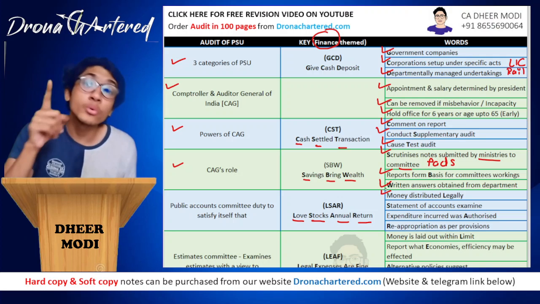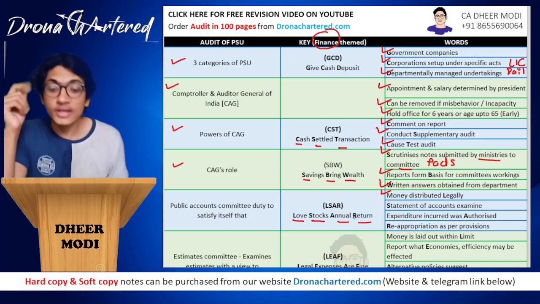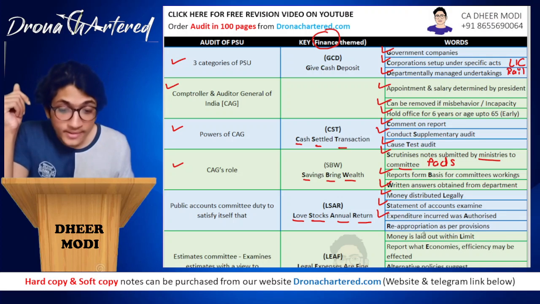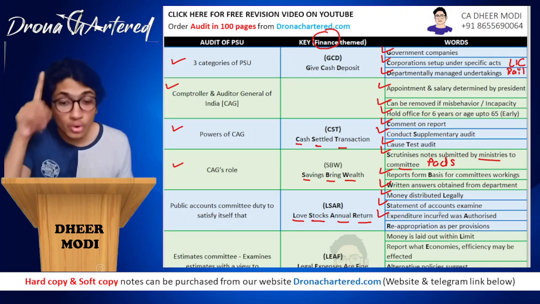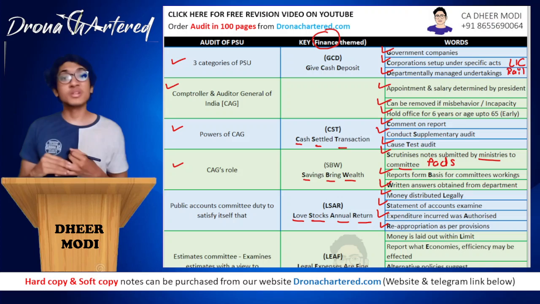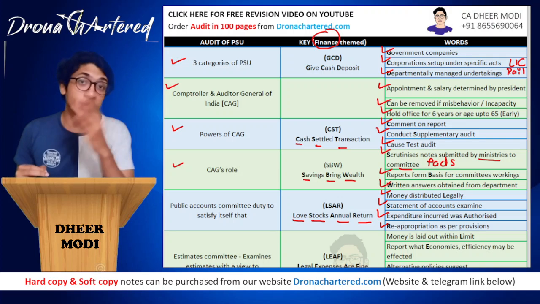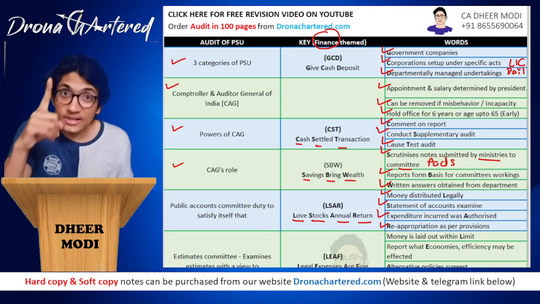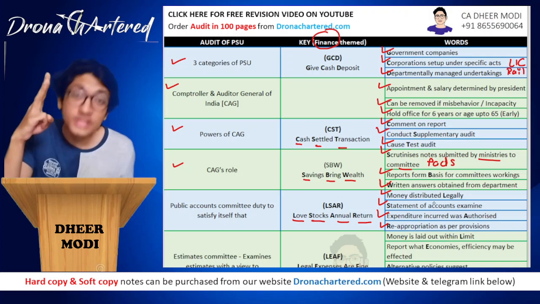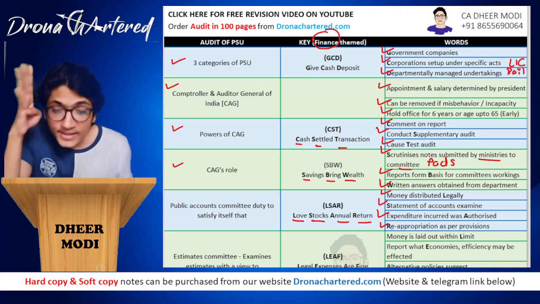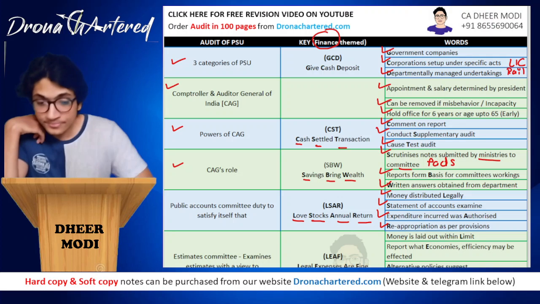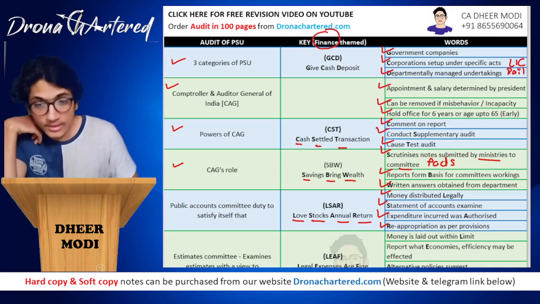So, money distributed legally. Then S stands for statements of accounts examined. A stands for expenditure incurred was authorized, and R stands for reappropriation as per provision. So it is Love Stock Annual Return, LSAR. L was legally, S was your statements of accounts examined, A was expenditure incurred was authorized, and R is your reappropriation as per provision. Okay, let's go back to the chapter.